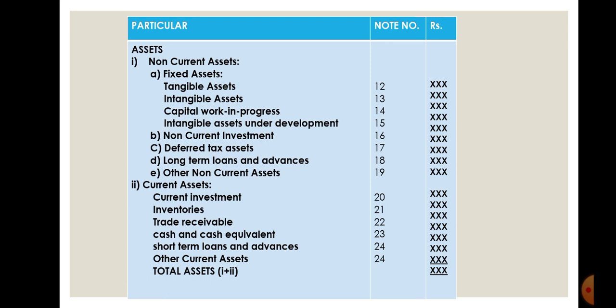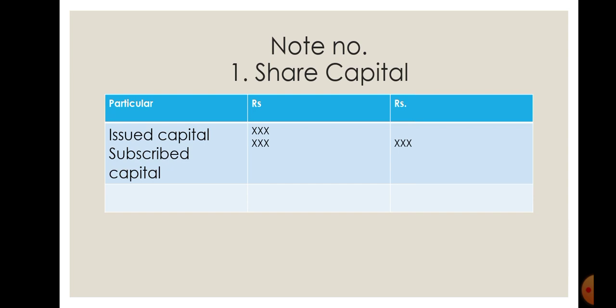Under non-current assets, fixed assets, non-current investments, deferred tax assets, long-term loans and advances and other non-current assets are given. Under fixed assets, tangible assets, intangible assets, capital work in progress and intangible assets under development are given. Under current assets, current investments, inventories, trade receivables, cash and cash equivalents, short-term loans and advances and other current assets are given. Non-current assets and current assets collectively are called total assets. Now we shall start with in-depth working notes of assets and liabilities.